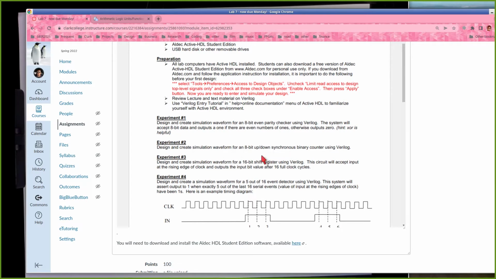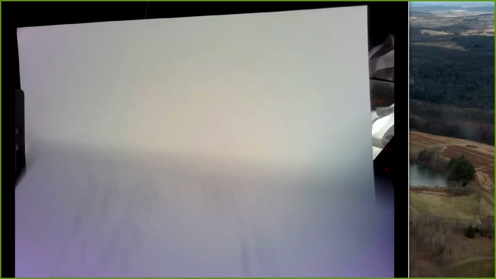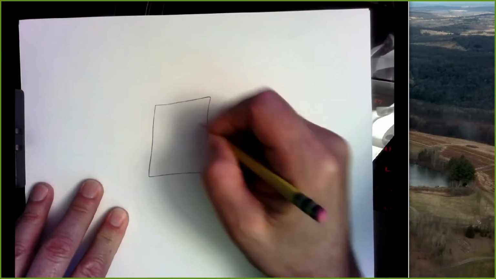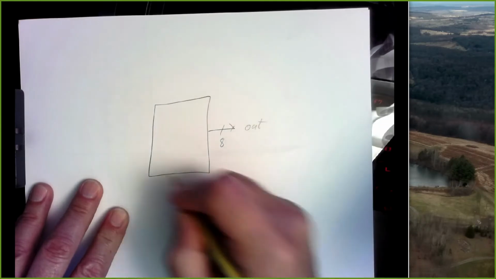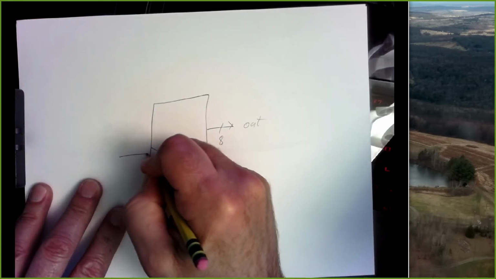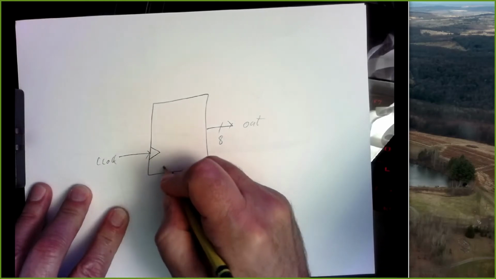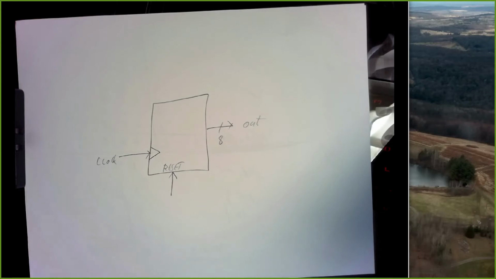Experiment 2, 8-bit up-down synchronous binary counter. So the up-down part is the idea that this counter can count up or down. So we've got 8 bits coming out. We've got a clock. Since we're doing Verilog, we're going to want to reset so that the simulation doesn't say it doesn't know what the value is. So we have a reset input.